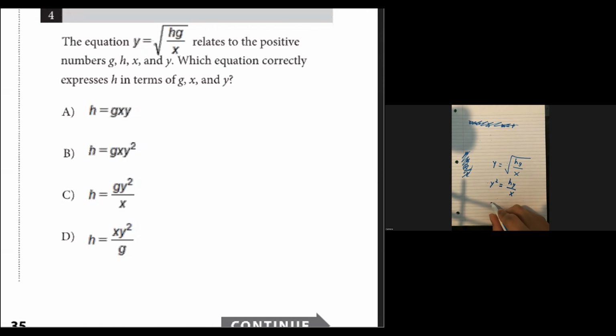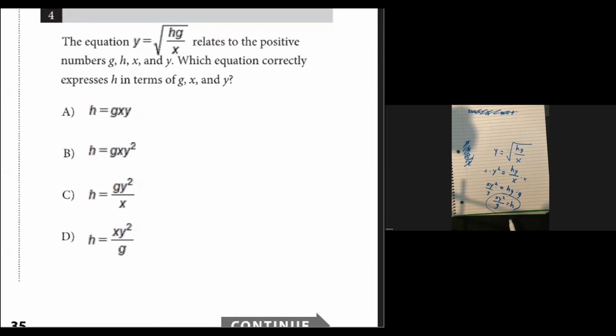And then the next thing you do, according to order of operations, which is PEMDAS, is you would get rid of the division here. So you multiply both sides by x, and that will give you xy squared equals hg. And then to get h by itself, you divide both sides by g, which will give you xy squared over g equals h. Which would be answer choice D.